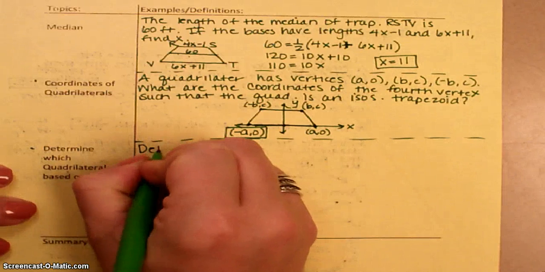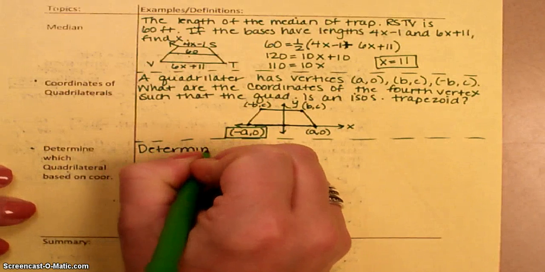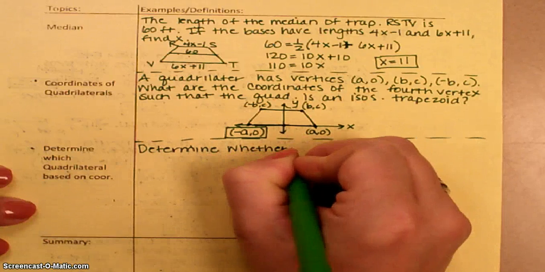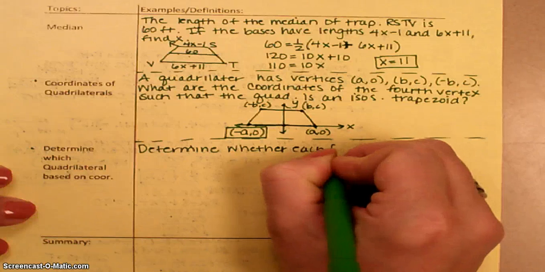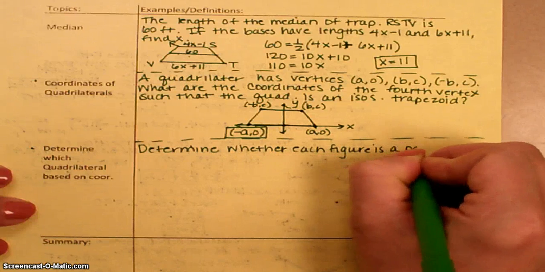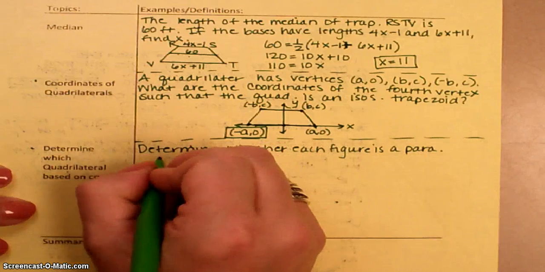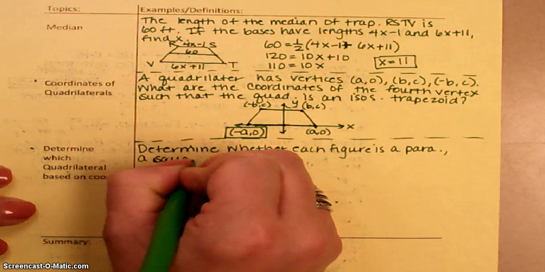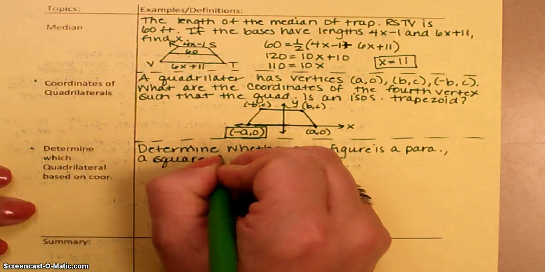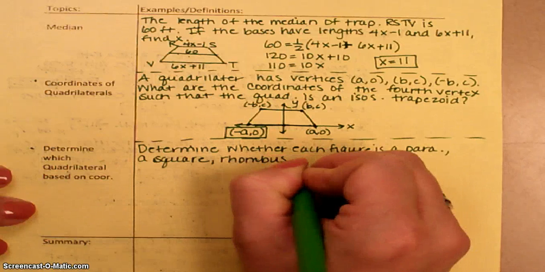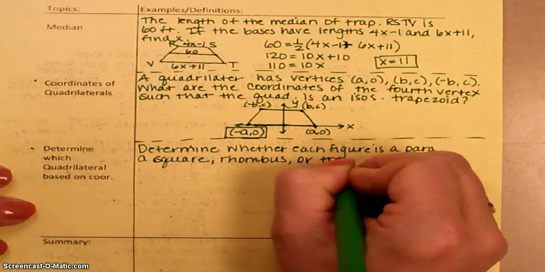Here we go. Determine whether each figure is a parallelogram, a square, rhombus, or trapezoid.